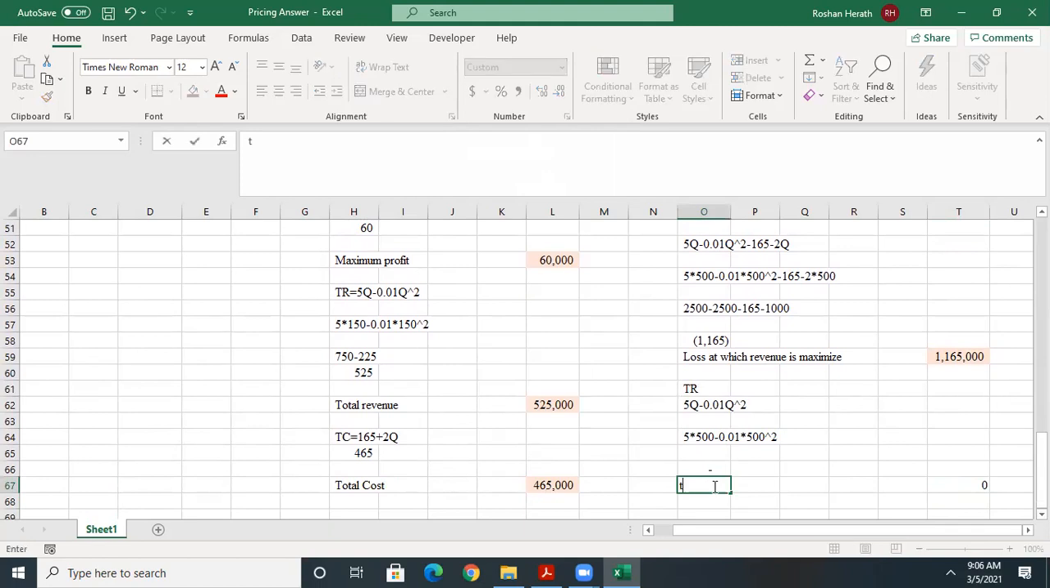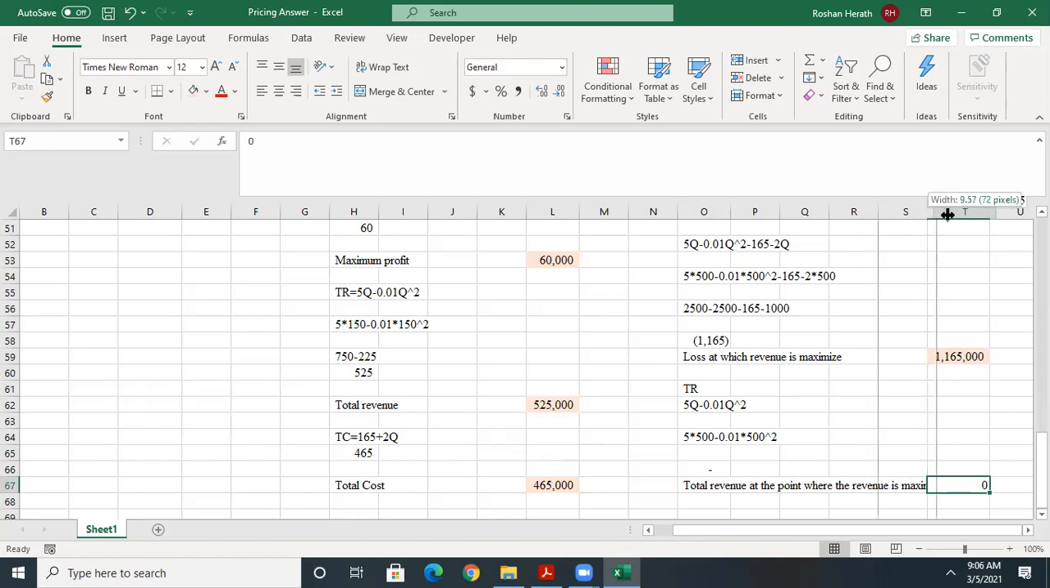So this is the total revenue at the point where the revenue is maximized.